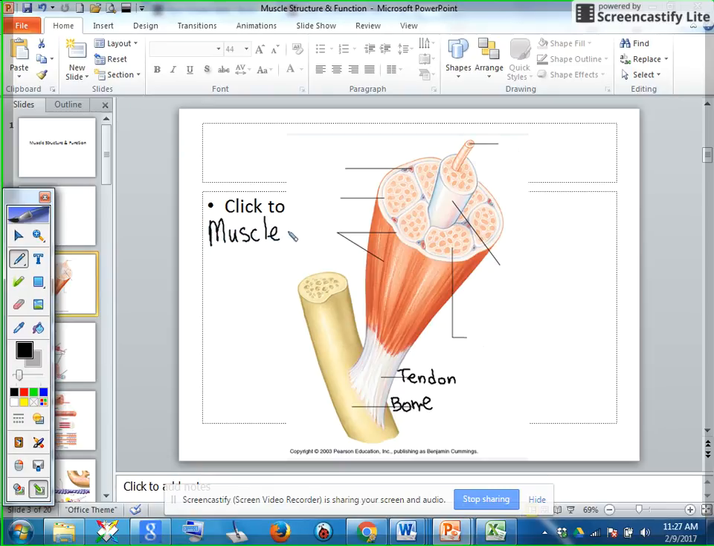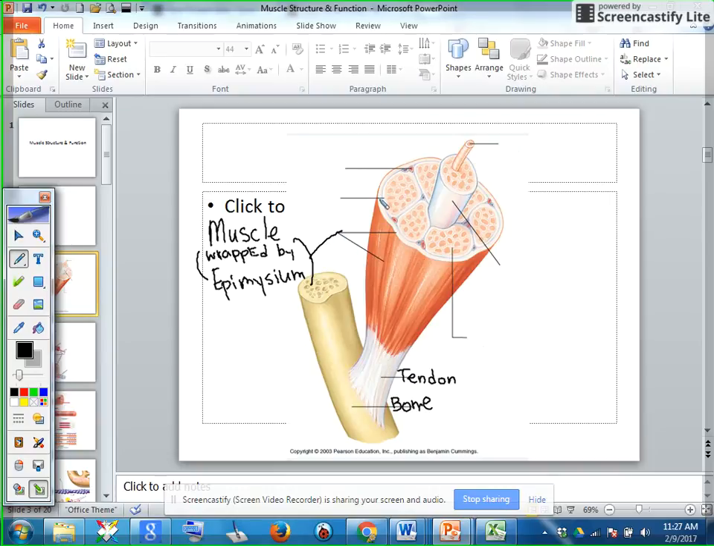And muscles aren't just laying there, they are wrapped by connective tissue. And the connective tissue that wraps a whole muscle is called epimysium. Okay. This whole thing is a whole muscle and it's wrapped by epimysium.